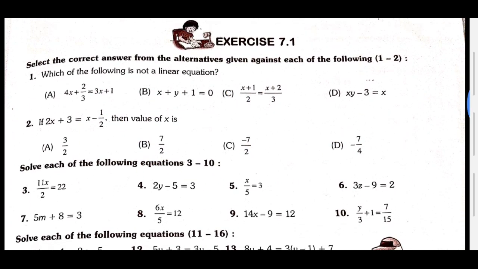Now come to the second question: if 2x plus 3 is equal to x minus 1 upon 2, then you have to find the value of x. It is your second question. Some options are given. Now just look at the solution of this question.